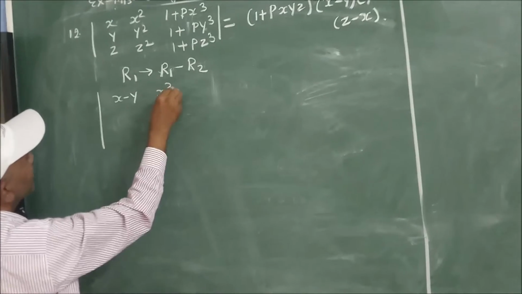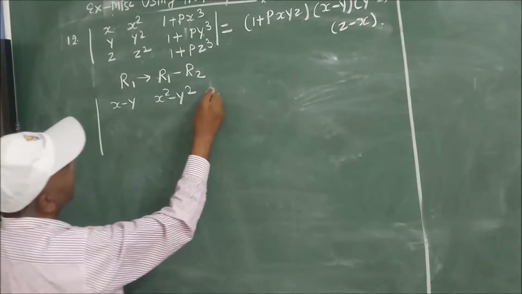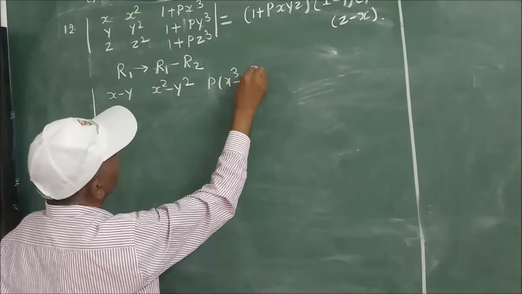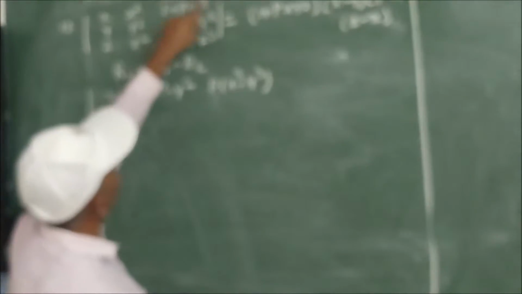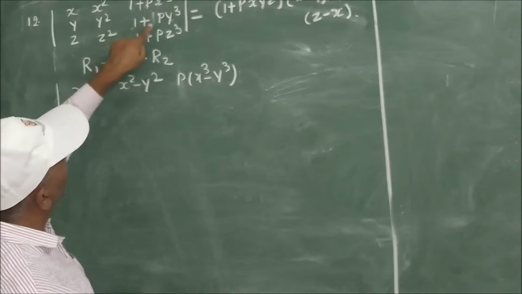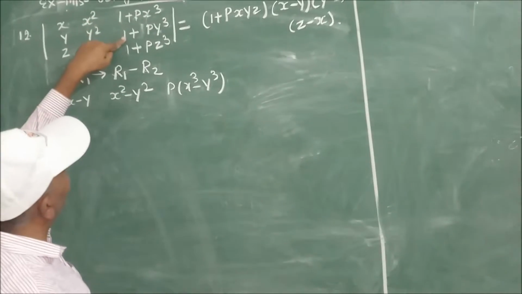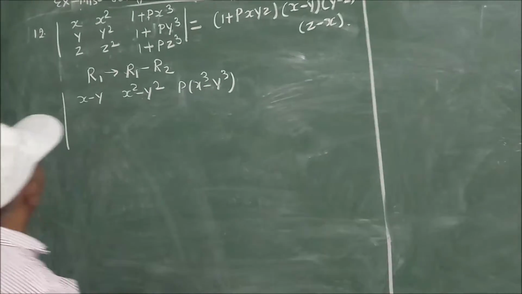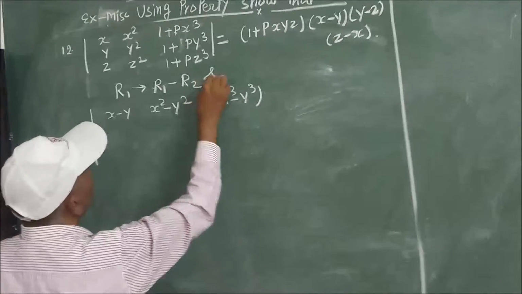Here will be x square minus y square, and this can be written as p into x cube minus y cube, like this. So 1 plus p x cube minus 1 minus p y cube, 1 and 1 will be cancelled. So p common, x cube minus y cube, like this. And again use the property.